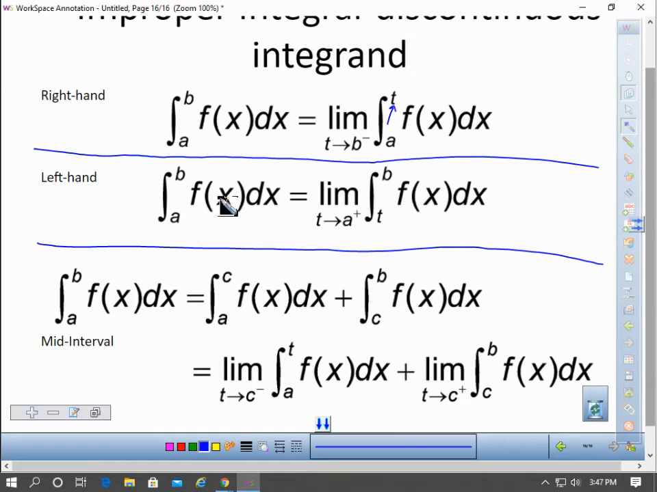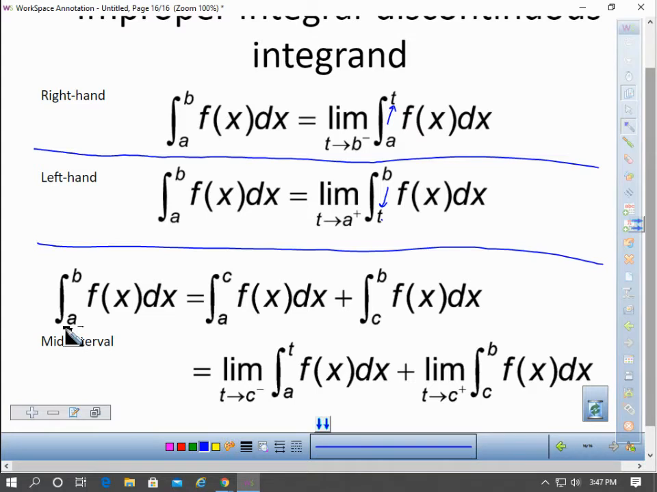Our A value is where the function is discontinuous. So we've got to replace that A with a t, and now we're going to say we're approaching A from the right side, because we're in the interval from t to B, so you've got to approach from the right side. I know that seems kind of backwards, but it'll make sense to you.